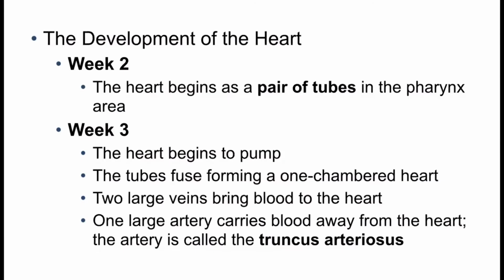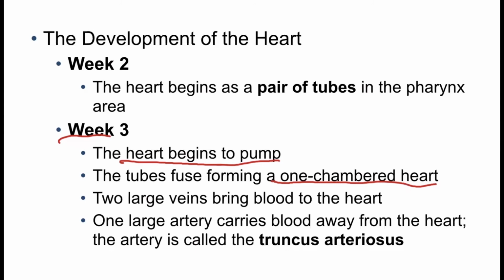Okay, heart begins as a pair of tubes in the pharynx area. At week 3, the heart begins to pump. Okay, so the fetus has a heartbeat at week 3. Okay, the tubes fuse, forming a one-chambered heart. Starts off as a one-chambered heart. How many chambers are going to develop eventually? 4. 4 chambers: the right atrium, right ventricle, left atrium, left ventricle.